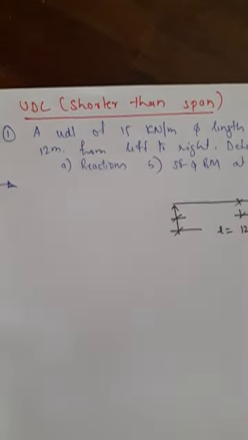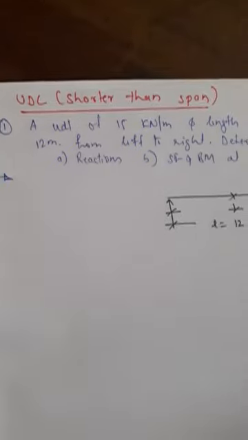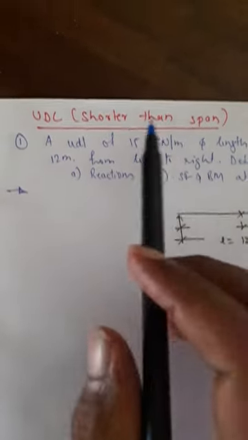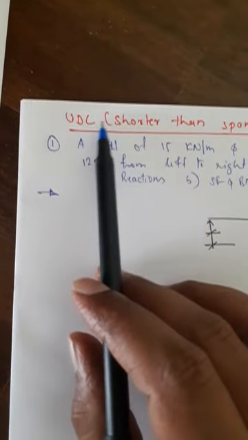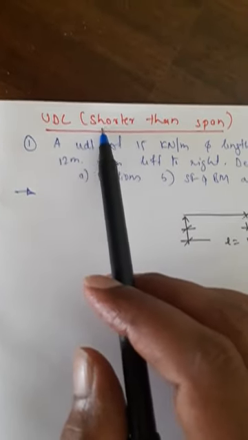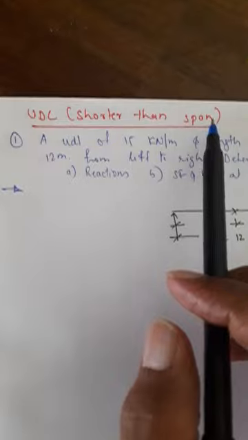So today we'll start with the next case of influence line diagrams. Let us note down the problem. Now we'll solve for UDL, uniformly distributed load, where the span of the load is less than the span of the girder.